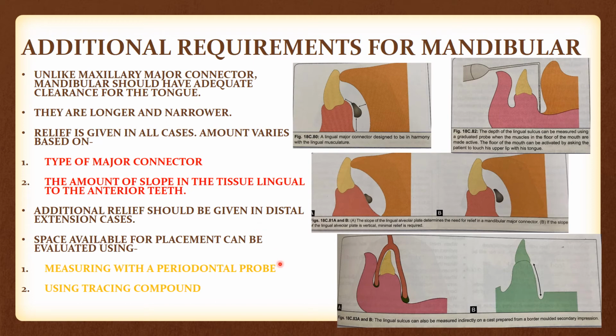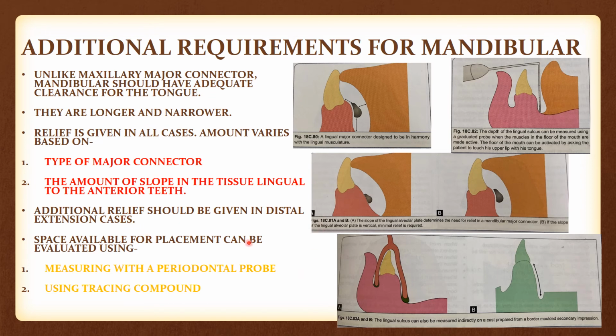After that, posterior to your edentulous space, there are no teeth. So that is your distal extension case, and at that time you're giving additional relief. Why? Because rotational movement of the denture base can traumatize the gingiva. This is the reason you're giving additional relief. And these are the additional requirements for the mandibular major connectors.